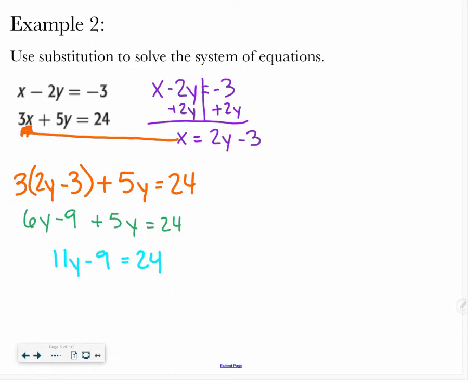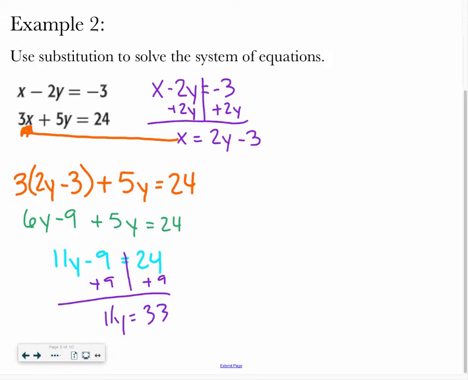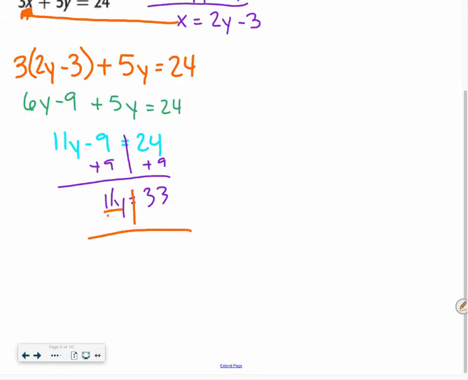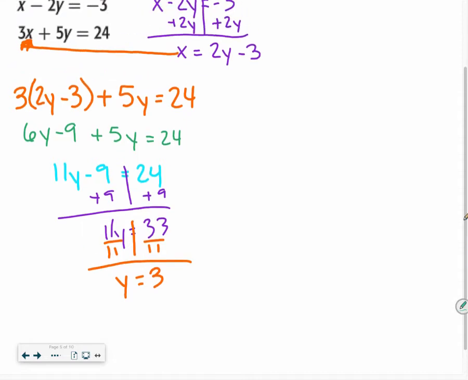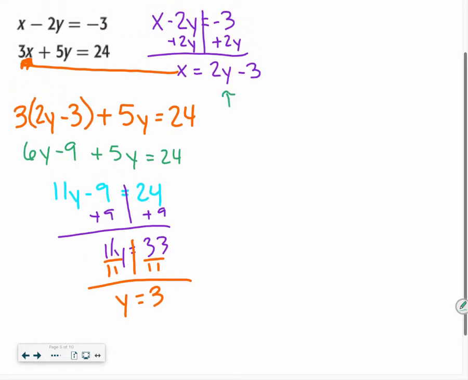If I tee it up and I add 9 to both sides, I have 11y equals 33. And if you need to, tee it up again, divide by 11. I have y equals 3. Now I take my y equals 3 and I plug it back into my x equals equation. So I have x equals 2 times 3 minus 3, or 6 minus 3, which is 3. I finish by writing my ordered pair. My x value is 3, my y value is 3.